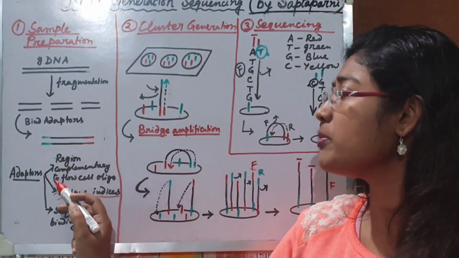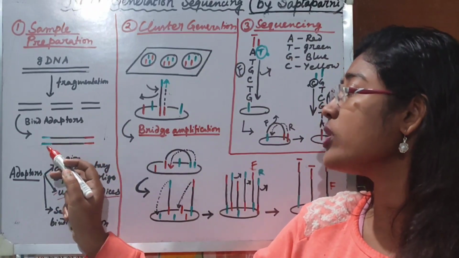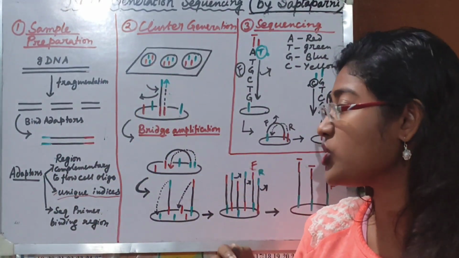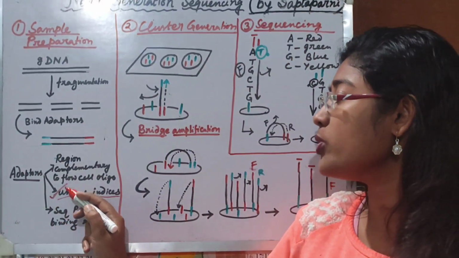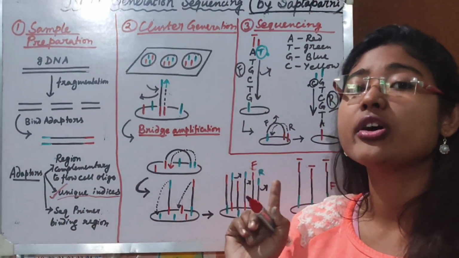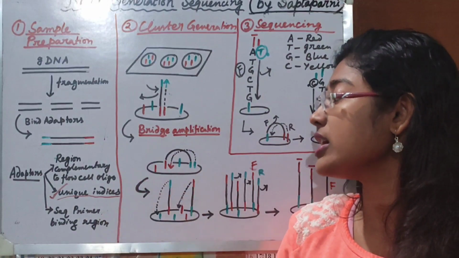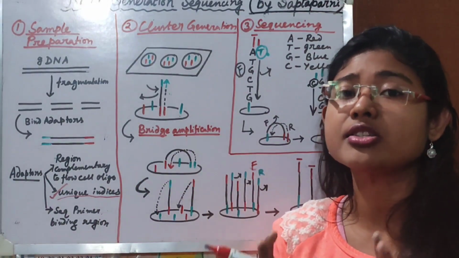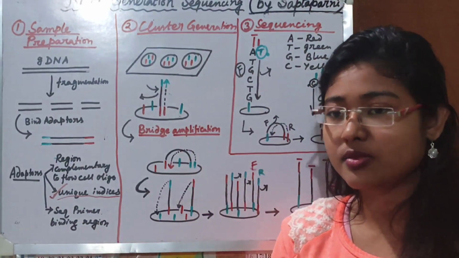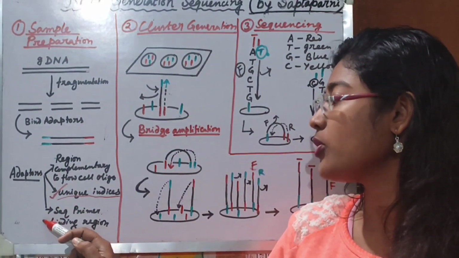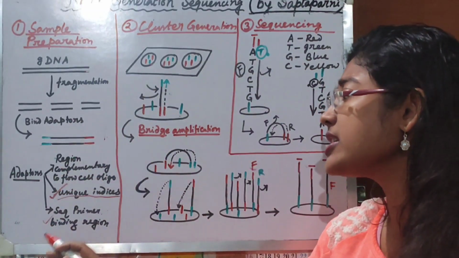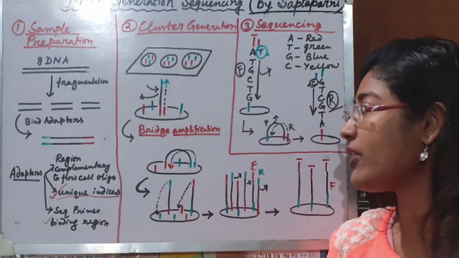So obviously there will be a region in your adapter which will be complementary to these oligonucleotides so that they can bind with each other. And there will be a unique index for each fragment. These unique indices are needed for recognizing your fragments during the data analysis method. And obviously there will be a site for sequence primer binding. So these are the 3 regions of any kind of adapter.